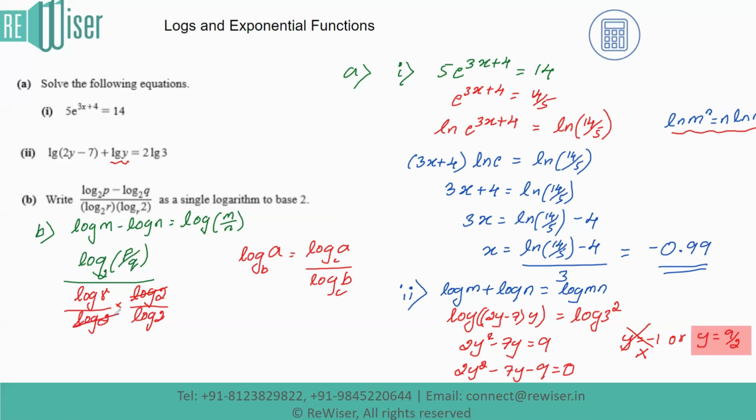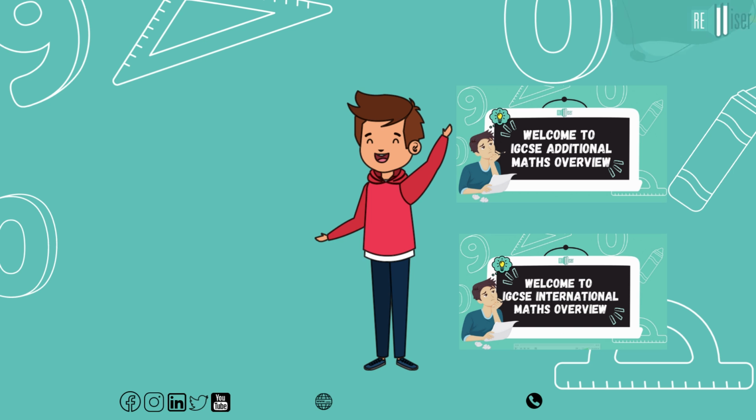Here these things get cancelled out, and that gives us the denominator as 1. That is the reason the final answer for part B has to be log of p over q to the base 2. And this is the right answer for this one.